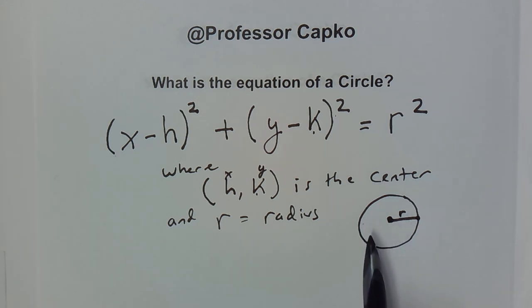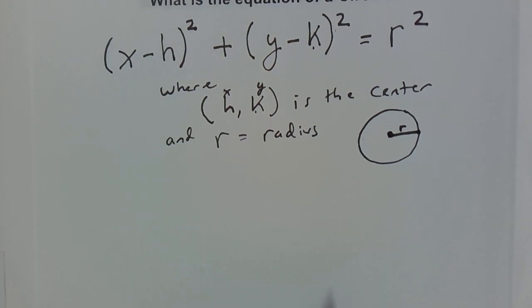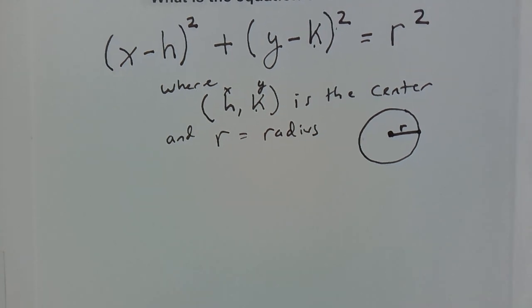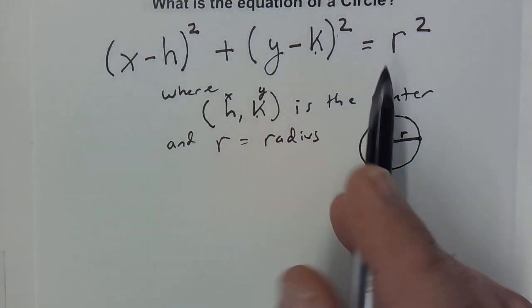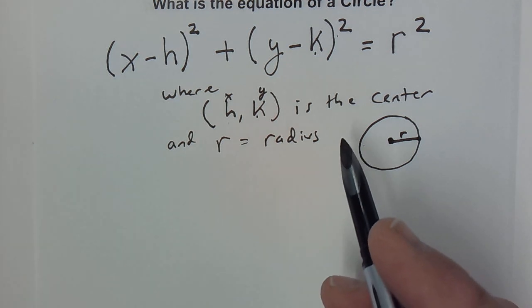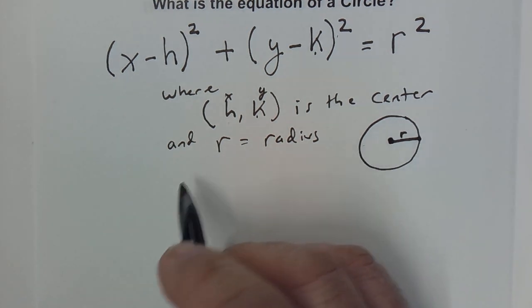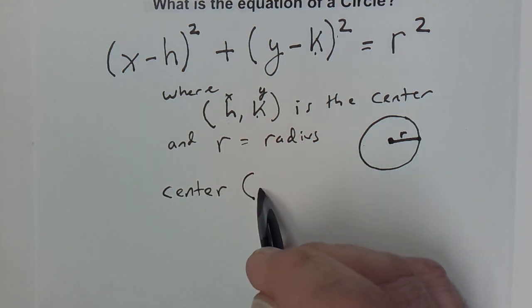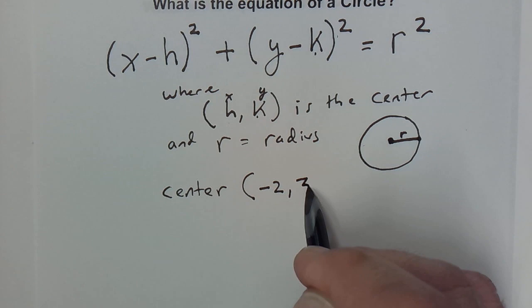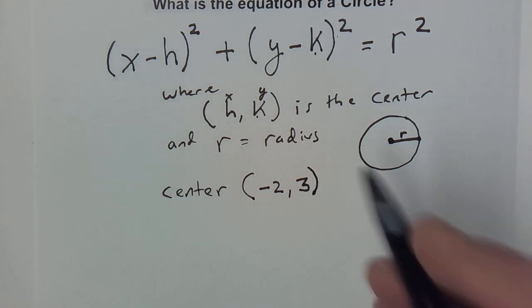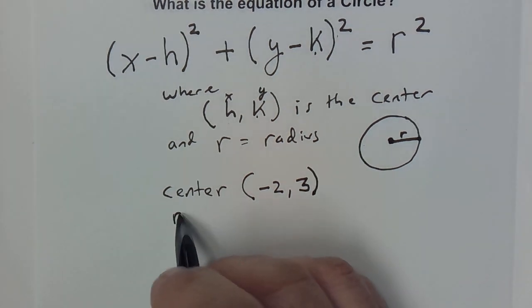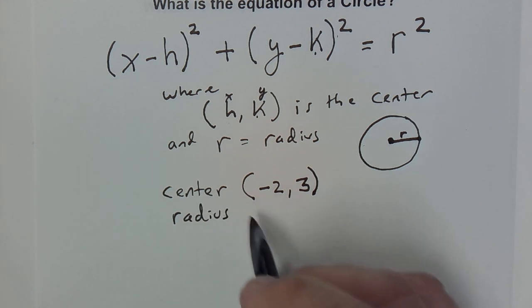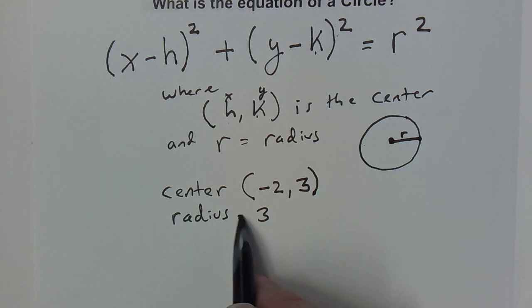All right, so now you have the standard form equation of a circle. Let's put it to use. I'm going to leave the formula here where you can see it. I like to always write the formula first so we know what we're working with. Let's say you're told the center of the circle is (-2, 3), and the radius of the circle is equal to 3.